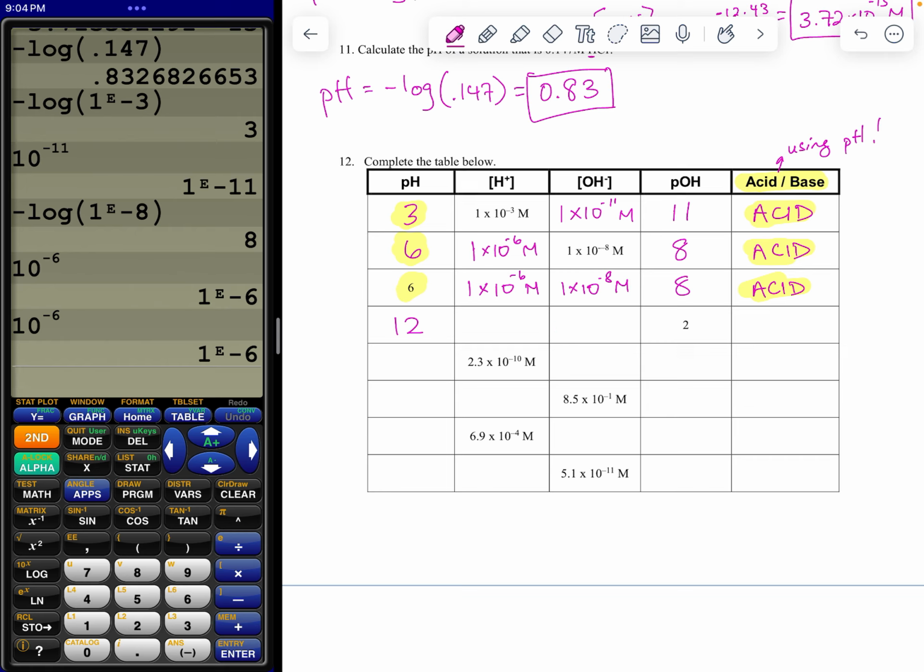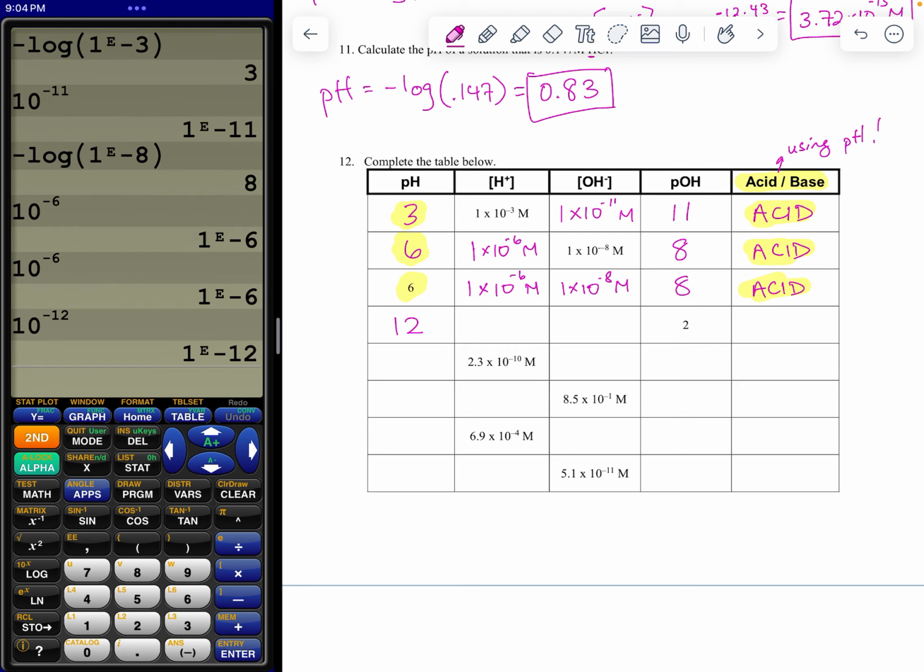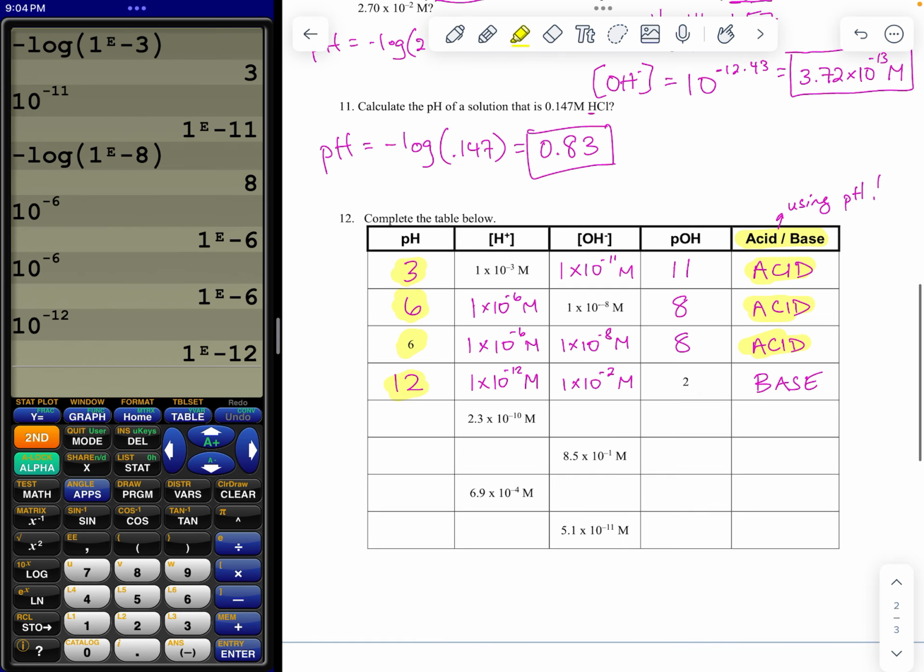And that's going to end up being, of course, 10 to the negative 12, but you've probably picked up on that already. 1 times 10 to the negative 12 molar, and this will be 1 times 10 to the negative 2nd molar. Again, really nice numbers. Of course, this is an acid based off of pH. Oh, I am so sorry, I'm going a little too quick. That would, of course, be a base. That would be a base. What am I talking about? This would be a base. And again, it's all based on that pH value there.